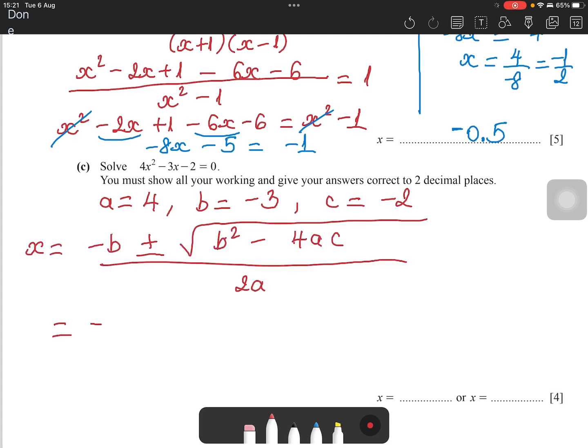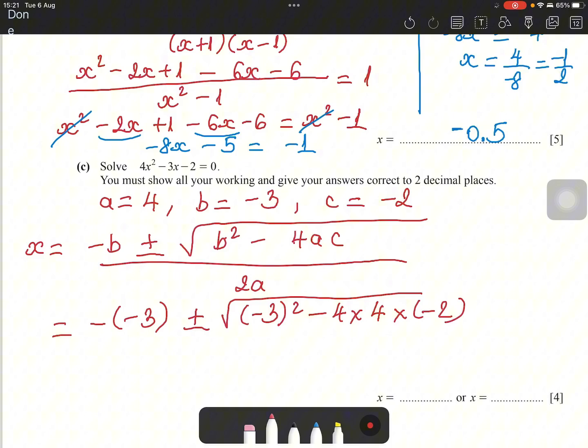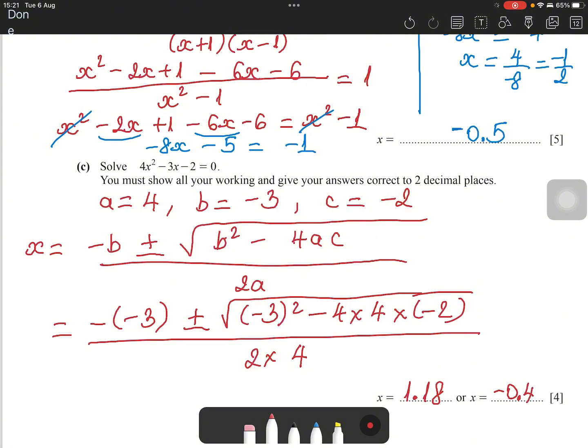Equals negative b. B is negative 3, plus or minus the square root. B squared means negative 3 squared, minus 4 times A. A is 4 and C is negative 2, over 2A, which means 2 times 4. And the answer is 1.18 or negative 0.43, correct to 2 decimal places.